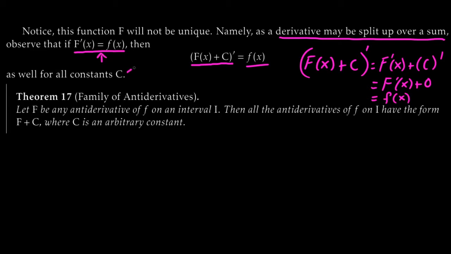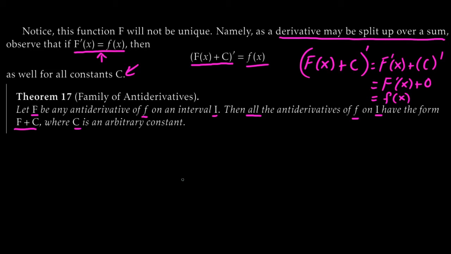So for every real number c, you get another antiderivative. This is, if you want to say, a family of antiderivatives. So if we have big F, any antiderivative of a function little f on an interval I, then all of the antiderivatives of little f on I have the form big F plus c, where c is any old constant you want.